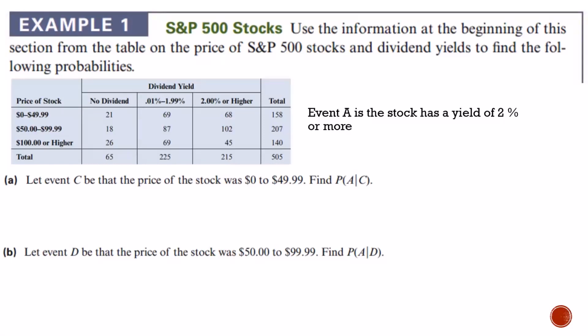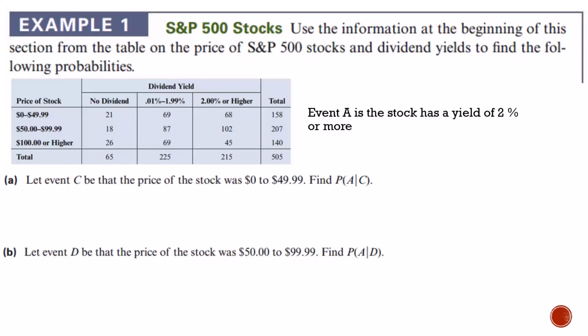All right, so event A is a stock. So here's a table, right? Price is on one dimension, yield is on the other. Does anyone understand how to read this table? We can just do one of these, right? Event A is that a stock has a yield of 2% or more. And event C is that the stock price was from 0 to 50 bucks. We want to find the probability of C given A.